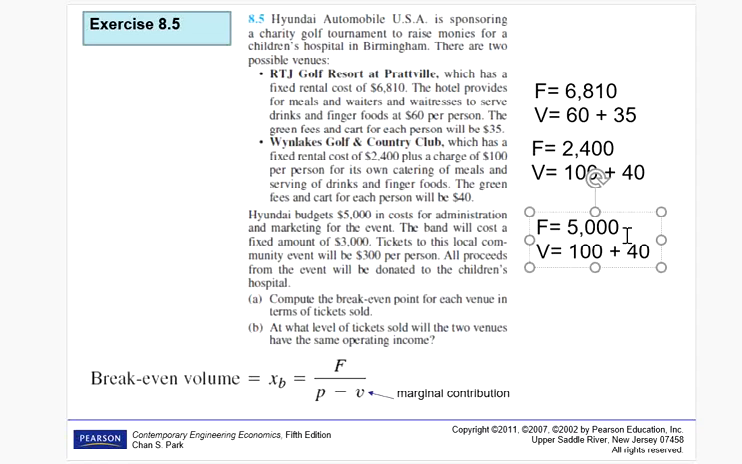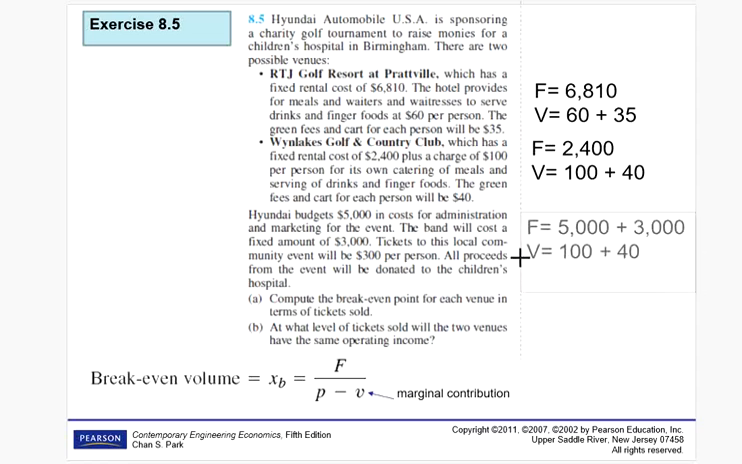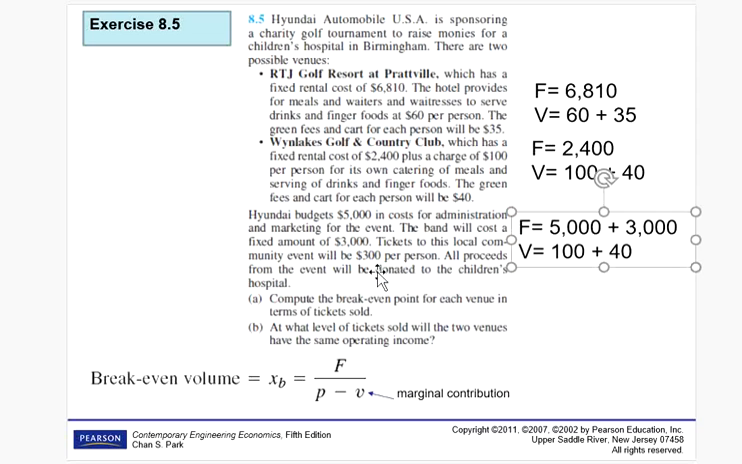So I'll say plus 3,000, another fixed cost. Tickets to this local community event will be 300 per person. So basically this is our P. Our source of revenue will be the ticket which we will sell, right, which is 300. All proceeds of the event will be donated to the children hospital.